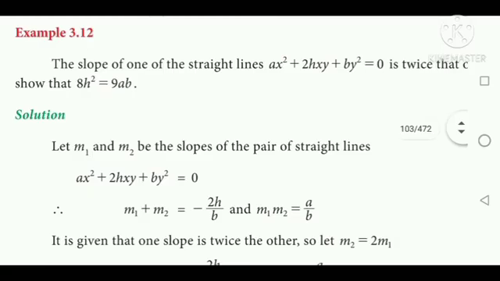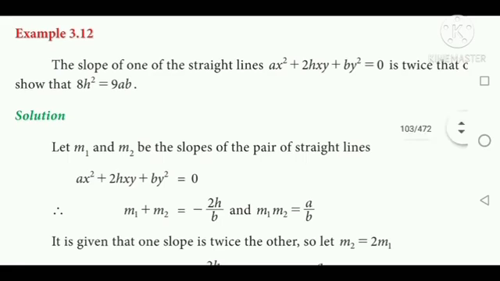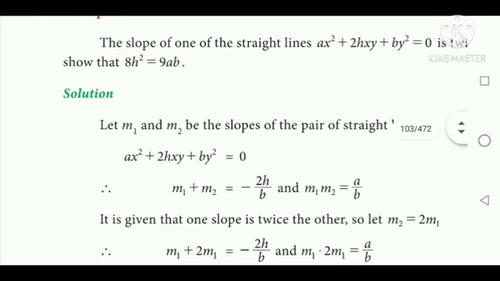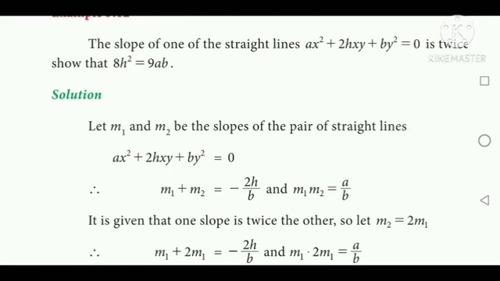Now we are going to see example 3.12. The slope of one of the straight lines ax square plus 2hxy plus by square equal to 0 is twice that of the other. Show that 8h square equal to 9ab.